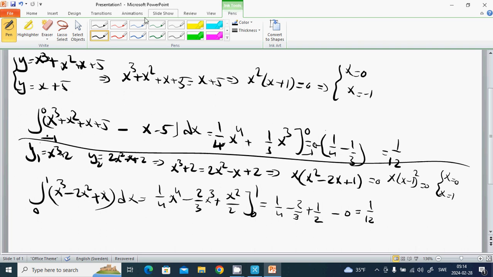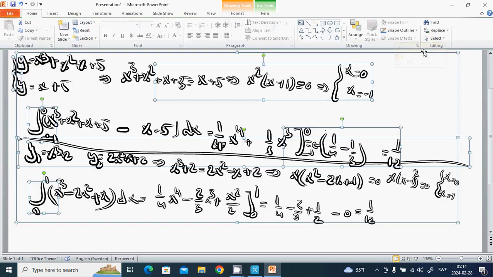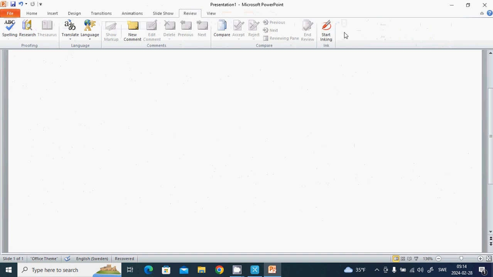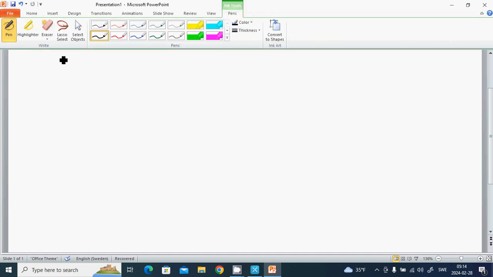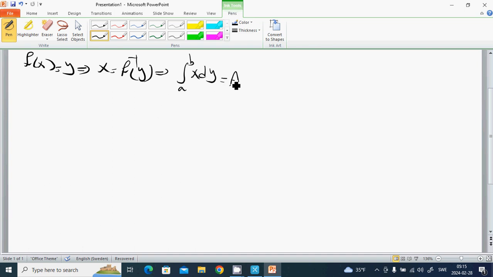And there is also the area between a function and the y axis. When we have f of x equals y, then x equals f inverse of y. Then the integral of x dy from A to B is the area.